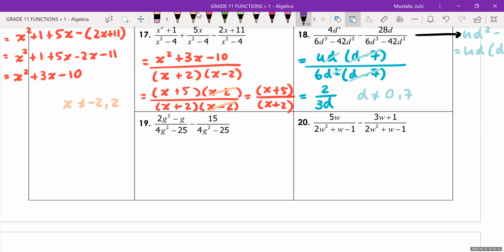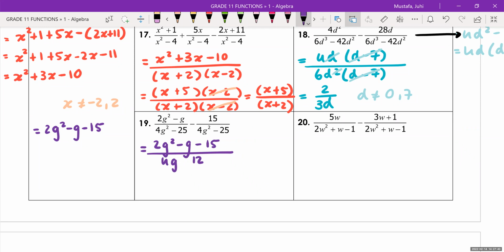I'm going to look at the numerator, and the numerator is basically 2g squared minus g minus 15. I can't really simplify that. There's no like terms or anything like that. So I know I can factor it, but I'll do that in the next step. So it's going to be 2g squared minus g minus 15 all over 4g squared minus 25.